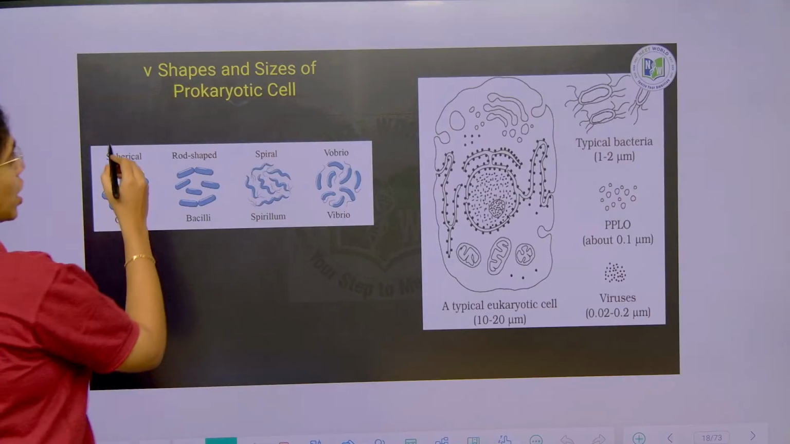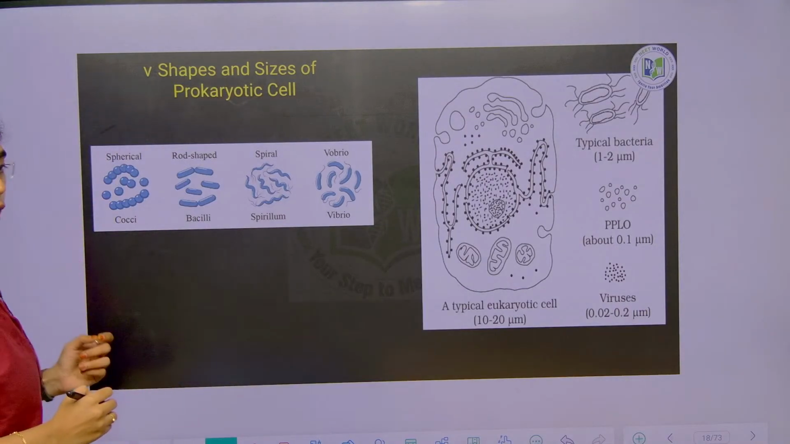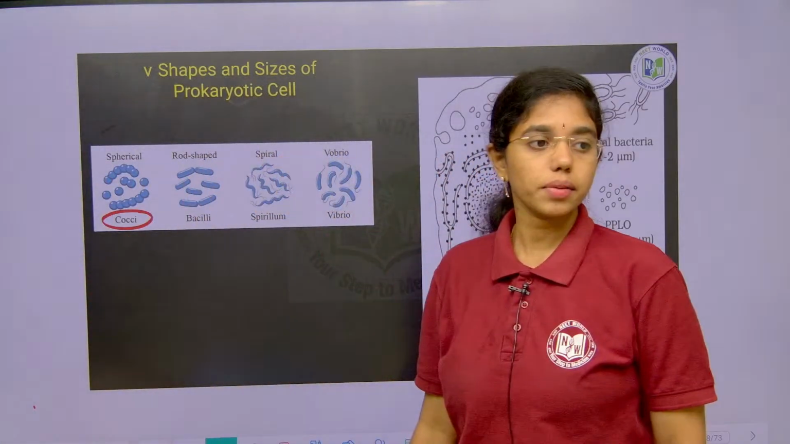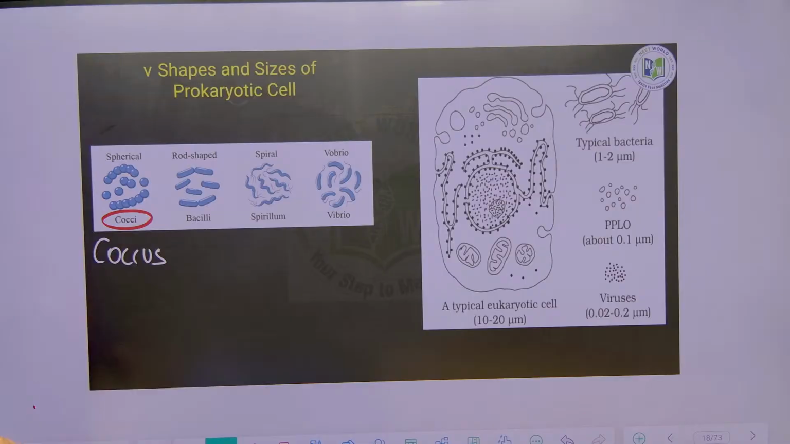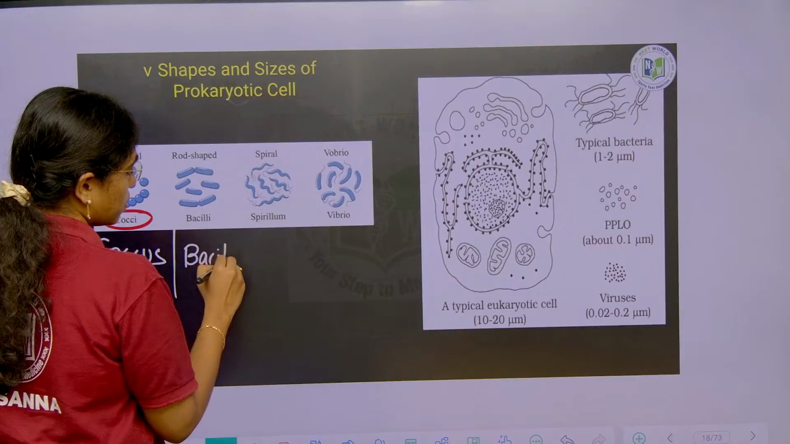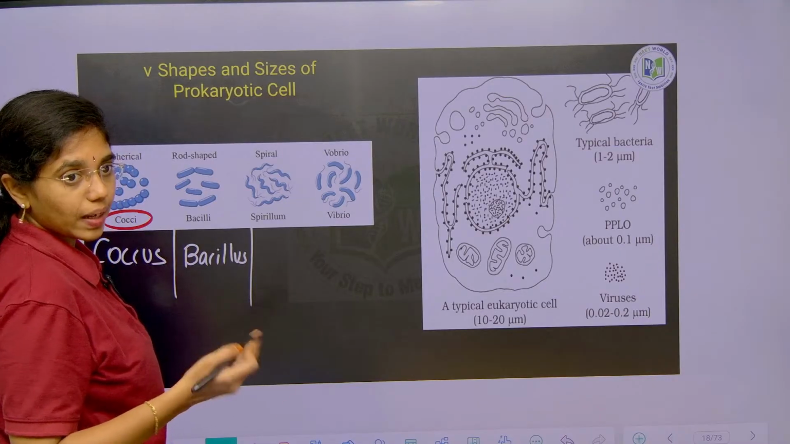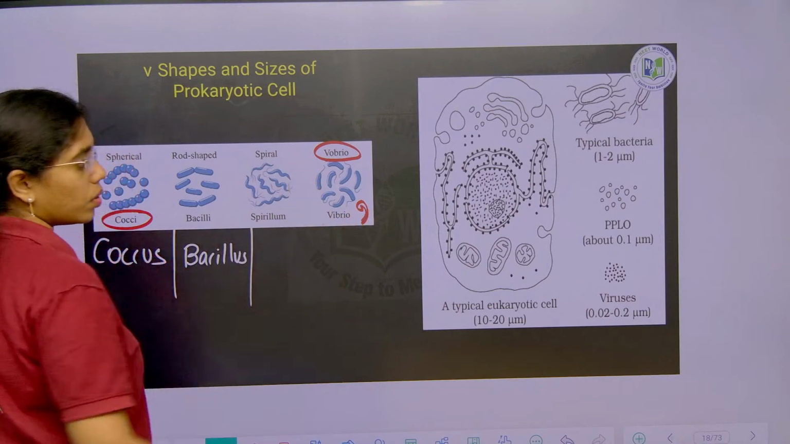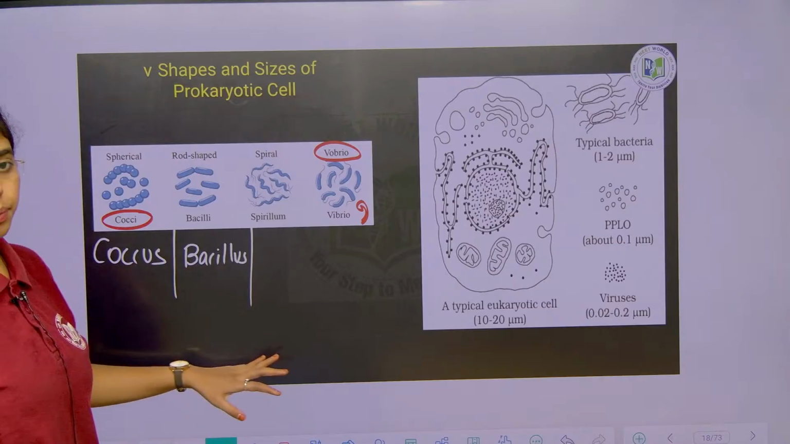If you look into different shapes and sizes, first of the prokaryotic cell, circular or spherical shaped bacteria are known as what? Cocci. Singular is coccus. Rod shaped bacteria are bacilli. Singular is bacillus. Spiral shaped, spirillum. Plural is spirilla. Comma shaped bacteria are what? Vibrio. Okay, and singular is vibrium. These are the terms that you have to note.